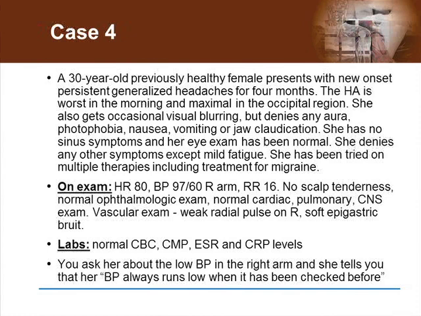She denies any other symptoms except for mild fatigue, and she has been tried on multiple therapies for the headache, including treatment for migraine. On exam, the only notable finding is a low blood pressure of 97/60 in her right arm and a soft epigastric bruit. Her labs are normal, and you ask her about the low blood pressure in the right arm, and she tells you that her blood pressure has always run low when it has been checked in the right arm. So what should you do next?